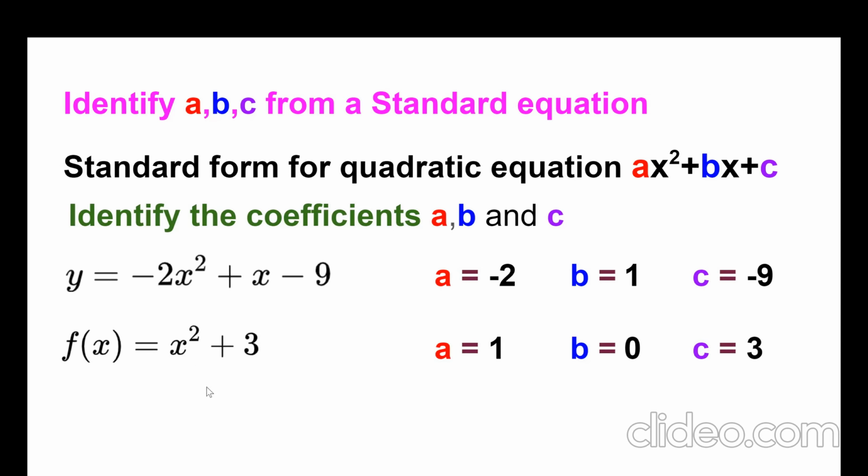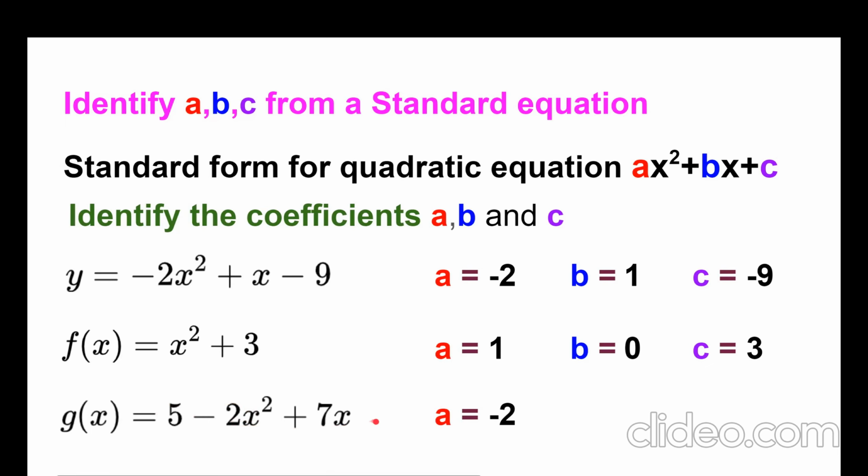Now what happens if I mix it up, like 5 minus 2x squared plus 7x? In this case you'll notice that the x squared has a coefficient of negative 2, so it doesn't have to be written first, at the beginning. So in this case a is negative 2, b is the number next to the x, so that's a 7, and the constant term, the sign of it is on the left, so it is a 5, not negative 5, it's positive 5.